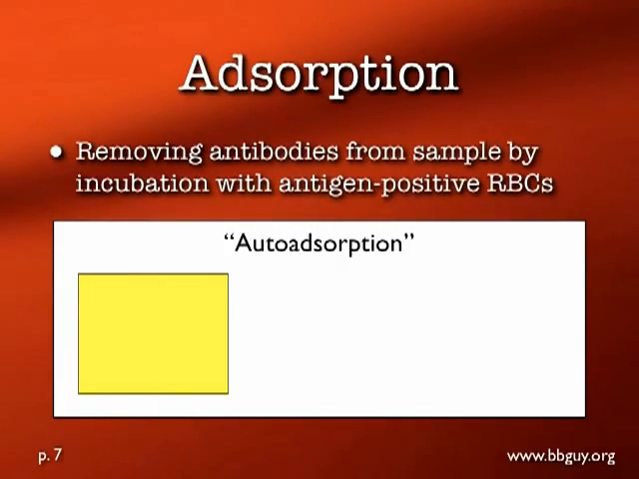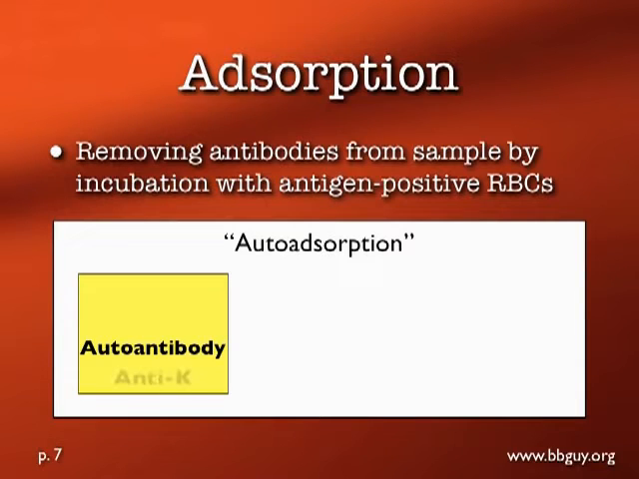Adsorption is a commonly used term that is poorly understood by a lot of beginning students in blood banking. Basically, adsorption is a way to remove antibodies from a sample by incubation with antigen-positive red cells. You can do this in a couple of ways: autoadsorption and alloadsorption. Let's start with autoadsorption. Imagine we have a patient who has a warm autoantibody. It's binding to basically all the red cells, as autoantibodies tend to do, and you're getting completely incompatible reactions.